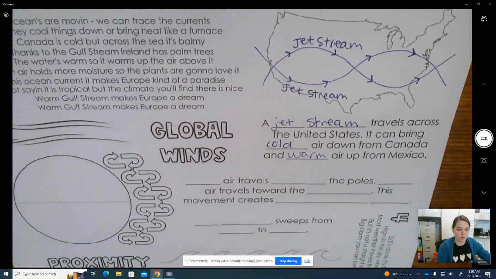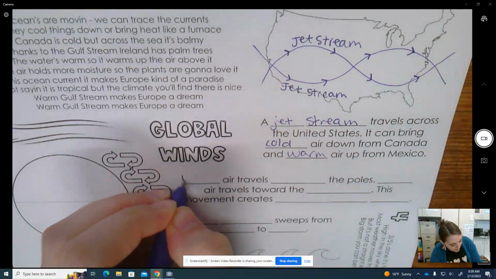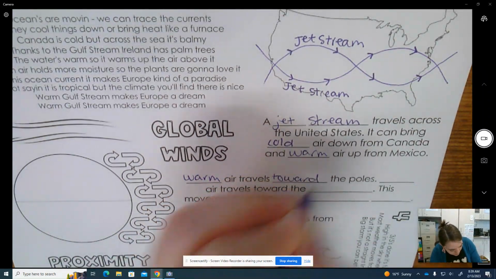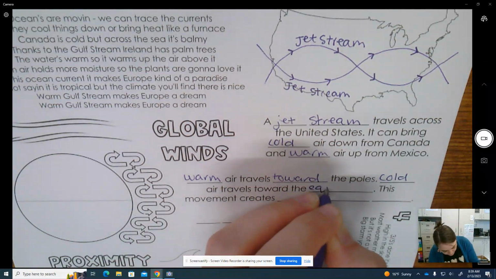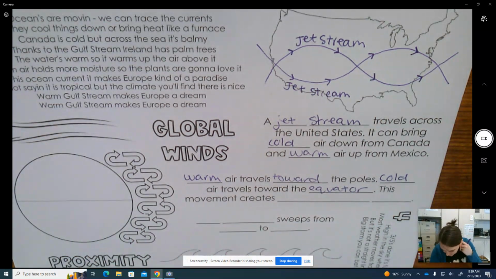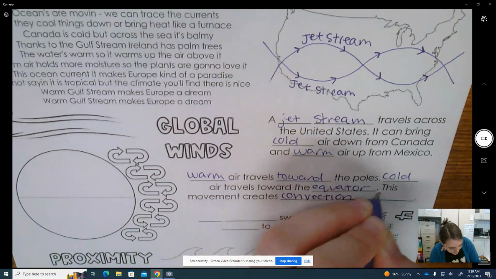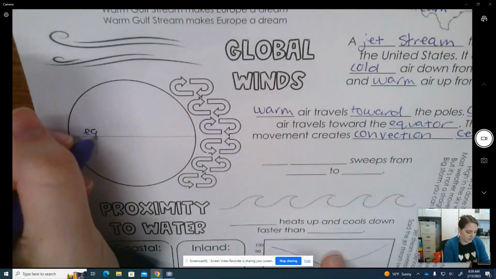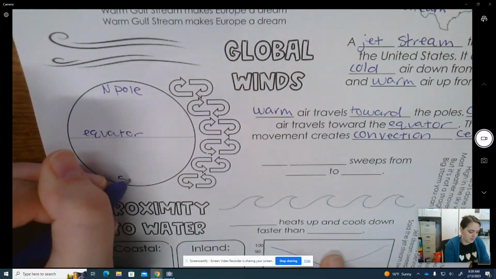All right, and you're going to use your blue and red again. Because warm air travels toward the poles and cold air moves toward the equator. This movement creates convection cells. So if I take my blue, looking at this map, we have the equator in the middle. This is our equator. This is our North Pole and our South Pole.